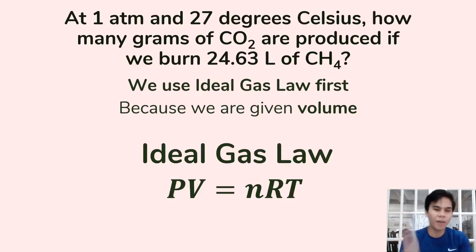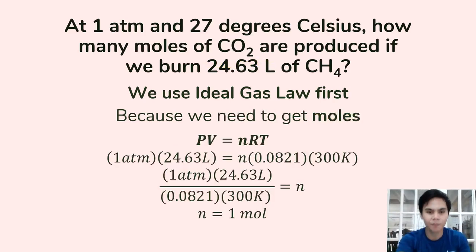Okay, so going back to our example problem, we were given 24.63 liters. And liters is a unit of volume. So we use ideal gas law first, or PV = nRT. Now, when we use our GAPSA format, we start out with our given. If we get all of the numbers from our given from our problem, we have 1 atm, which is pressure. We have 27 degrees Celsius, which is temperature.